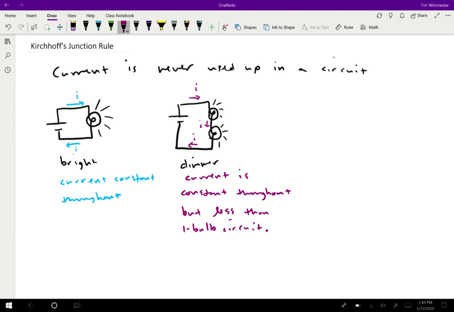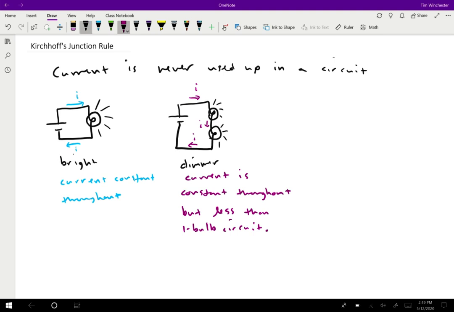Okay, so the currents that I've drawn in purple are all equal to each other, but they are a smaller amount than the ones that I drew in blue. So when you change the circuit, you can change the amount of current that there is. But within each circuit, there's going to be the same amount everywhere.